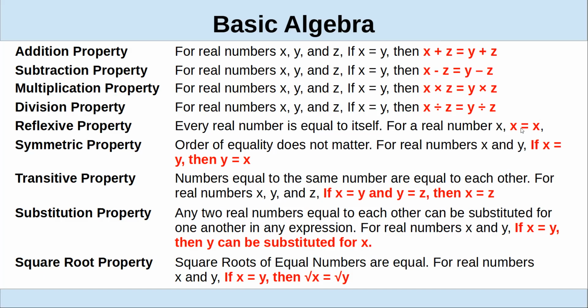This one was confusing, but a number is always equal to itself, which is sometimes important. The order doesn't matter. So if x equals y, y equals x, to transpose them. If x equals y and y equals z, then x is going to be equal to z because they're essentially both equal to y.